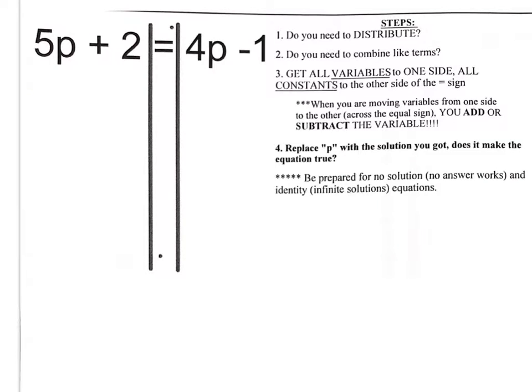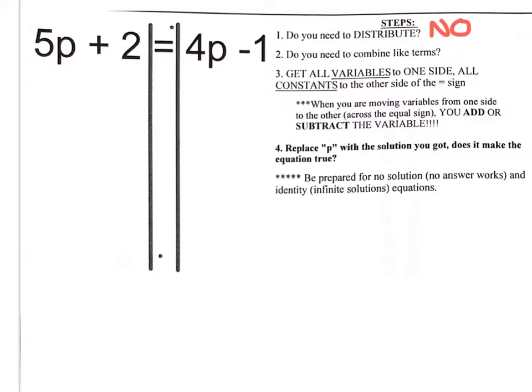So this is going to be a continuation of our intro to variables on both sides of the equation. To take a look at what we have been doing, we can see that we have 5p plus 2 equals 4p minus 1. We look at our steps, and our first asks, do we need to distribute? And the answer is no. We do not see any parentheses, so we're going to put a no there.